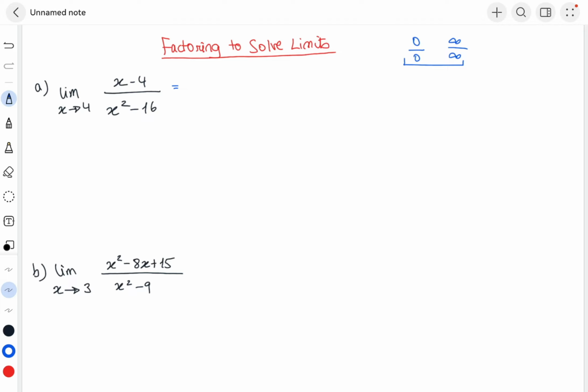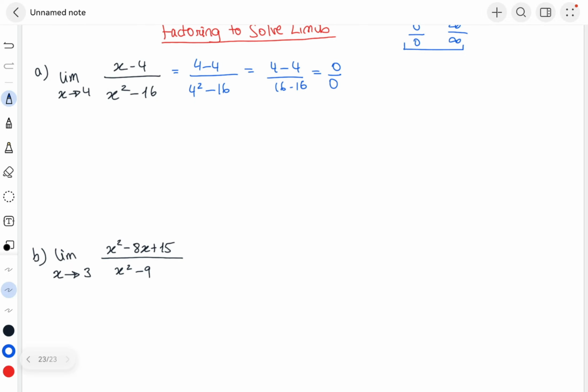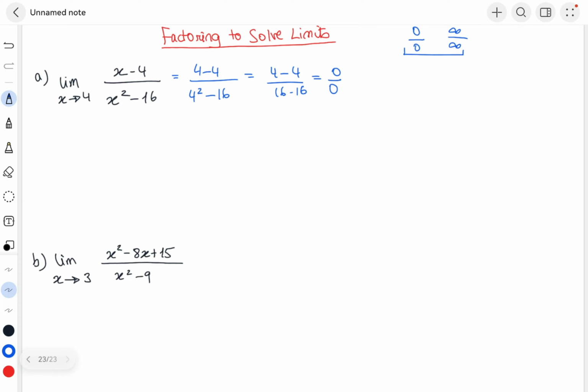So let's take an example, question A. We have the limit as x tends to 4 of x minus 4 over x squared minus 16. If we directly replace, we'll have 4 minus 4 over 4 squared minus 16, which is 4 minus 4 over 16 minus 16, which is equal to 0 over 0. It does not mean the answer is 0 over 0. It means that we need to do something else. So let's try factorizing.